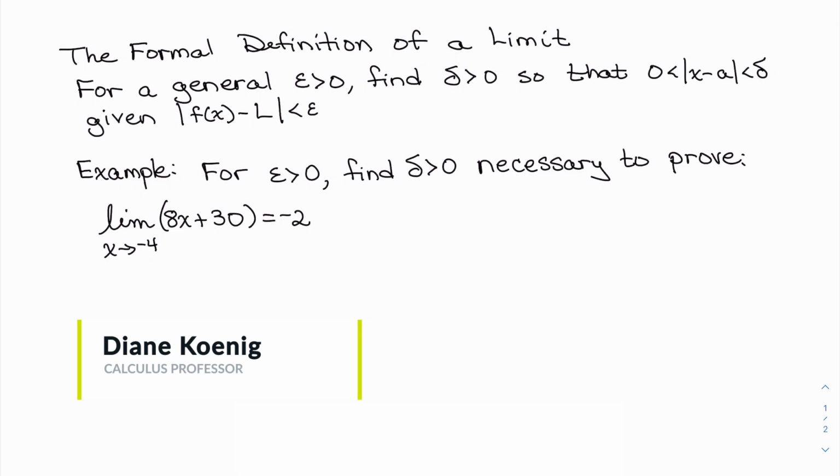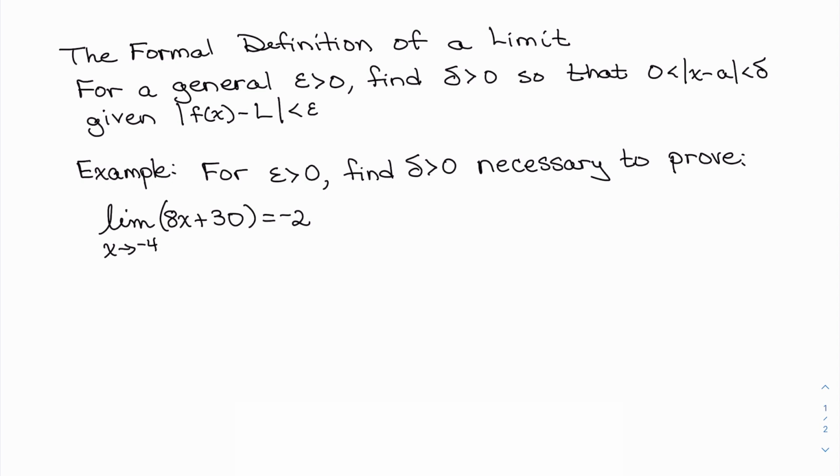Hi there. The topic of today's video is the formal definition of a limit. Now recall, the formal definition of a limit we are looking at: for a general epsilon greater than 0, we want to find a delta greater than 0 so that 0 less than the absolute value of x minus a is less than delta, given that the absolute value of f of x minus L is less than epsilon.